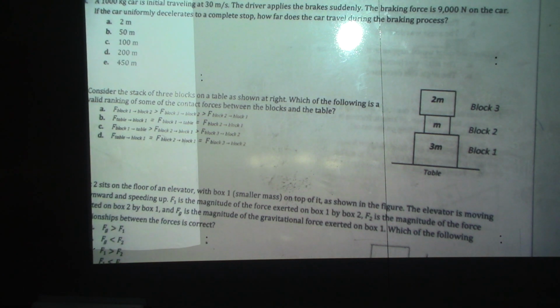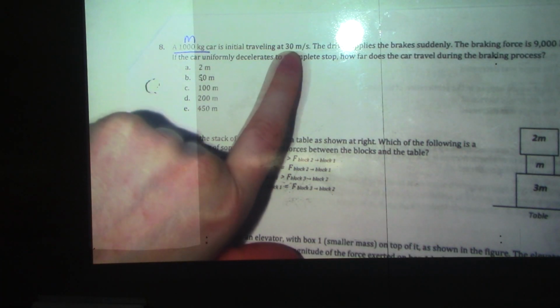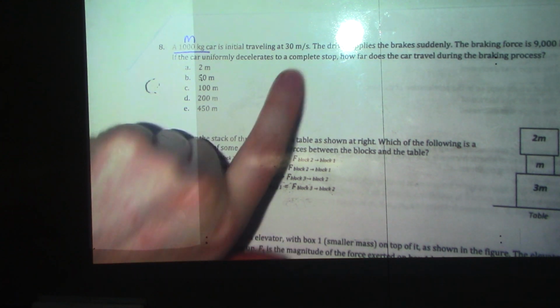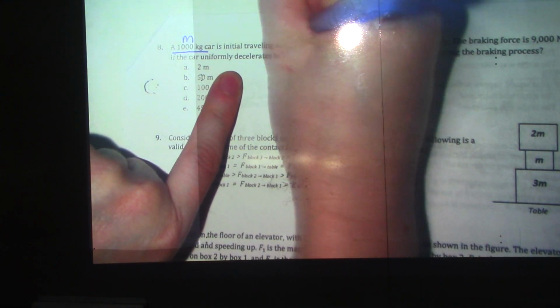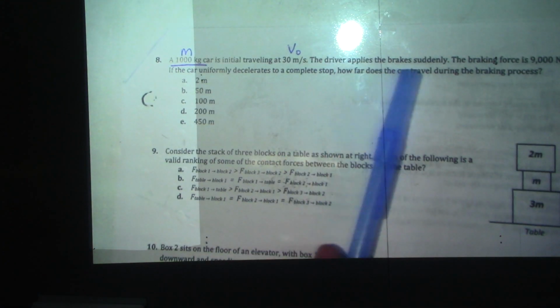8. So we've been given a lot of different things, so I'm going to label. I have 1,000 kilograms mass, initially traveling at 30 meters per second. Meters per second is a velocity, that's at the beginning, so I'll call that V naught. Driver applies the brakes suddenly.